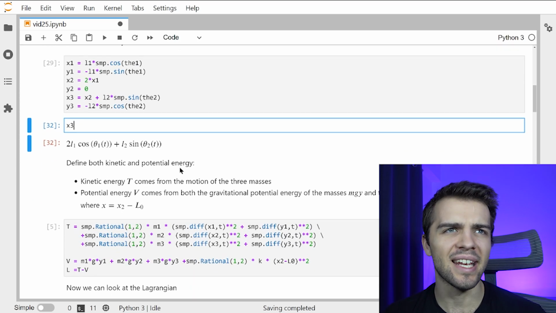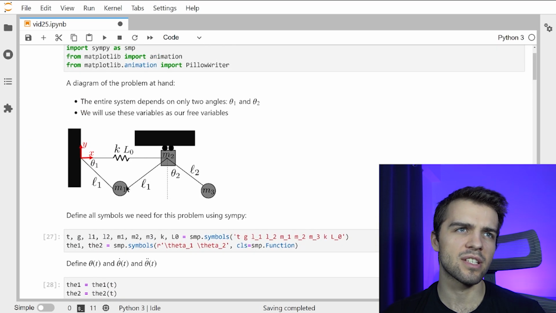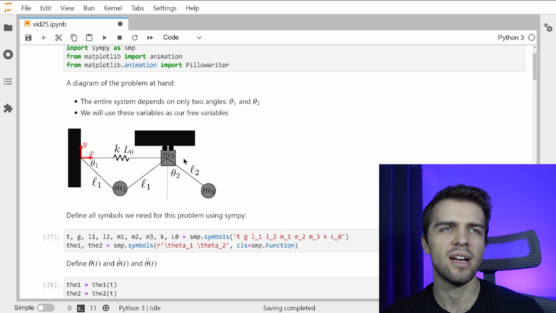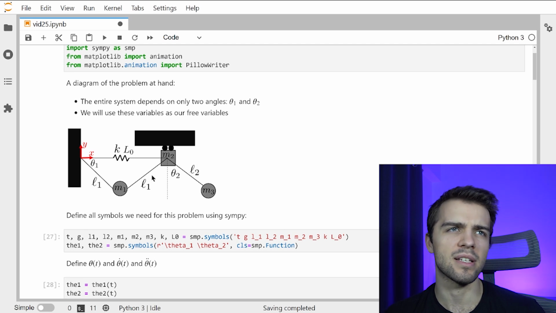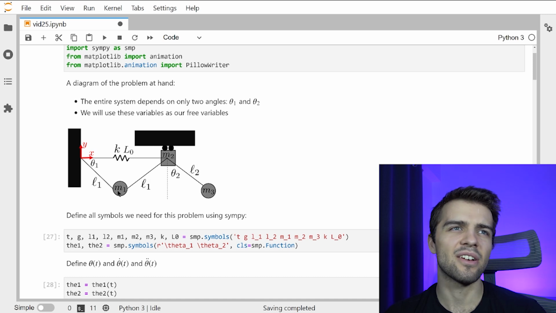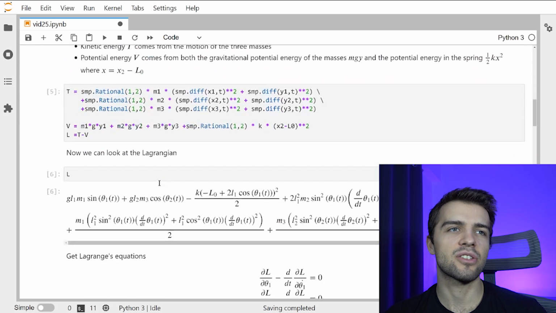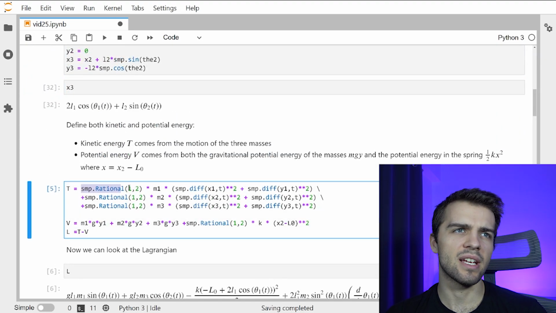So I define both kinetic and potential energy. So the kinetic energy T of this system, let's look at this system. Well, the kinetic energy just comes from the motion of all three masses. Nothing else has mass. So that's just 1/2 mv squared for all three of these masses. But the potential energy, there's a few things. There's the potential energy stored in the spring, and there's the gravitational potential energy of M1 and M3. So we have to define those carefully. And so to get T here, I just take sp.Rational 1.